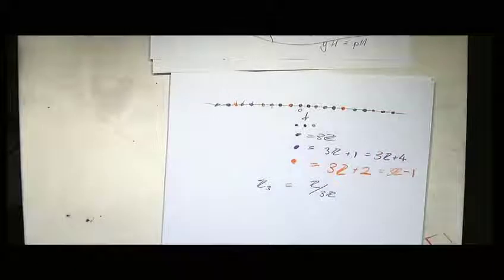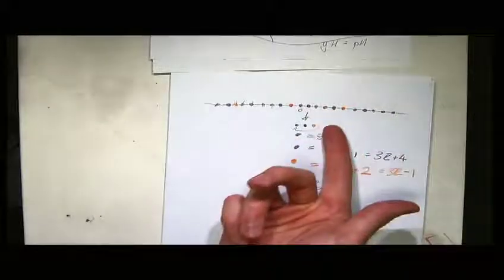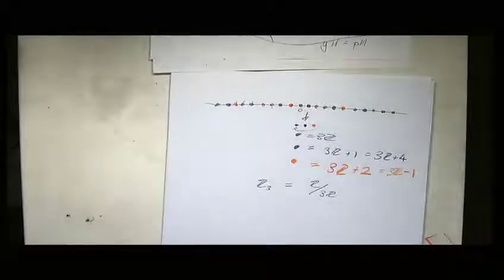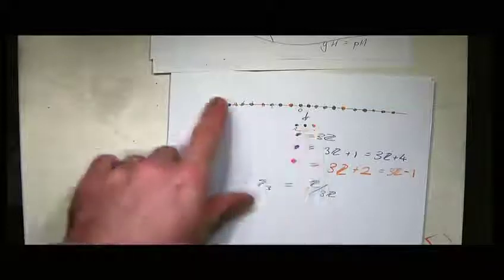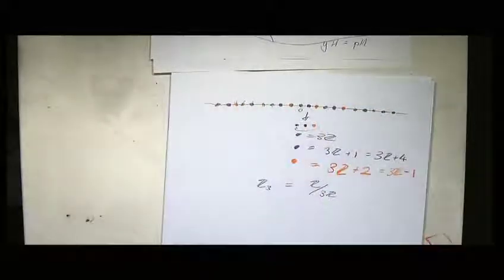And I know that they wrap round, because if I just keep going that way, there's another black dot over here. So this black dot is now representing all those black dots. And this purple dot is now representing all those purple dots. And this orange dot is now representing all those orange dots.